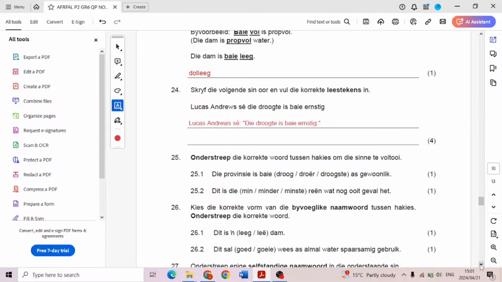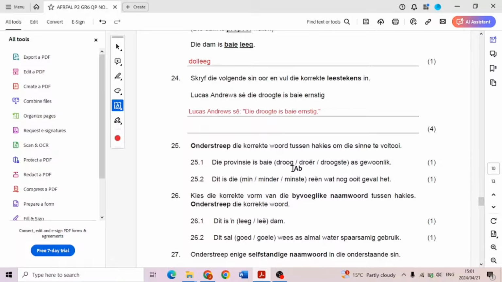Next, onderstreep die korrekte woord tussen hakies om die sinne te voltooi. So, die provinsie is baie as gewoonlik. So this is trappe van vergelyking, which is degrees of comparison. Each time you see the word as, then you know that it's comparing one thing to another. So whenever you compare one thing to another, you need to work with the middle part of trappe van vergelyking. So it's stellende trap, vergrotende trap, which is the one that we're working in, and then oortreffende trap.